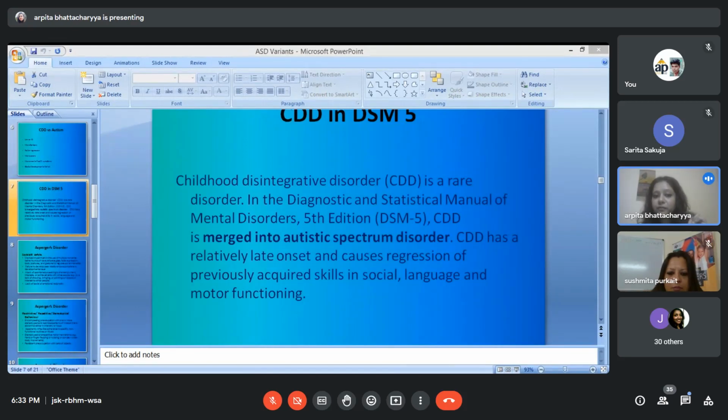Now, as I said, in DSM-4, that umbrella was there. Now coming to DSM-5, right now it is merged in the fifth edition. CDD is merged into autism spectrum disorder. CDD has a relatively late onset and causes regression, as I said. So in DSM-5, we don't have a separate diagnosis for CDD. I'm repeating, in DSM-4, we had a separate diagnosis for CDD under the umbrella of ASD. In DSM-5, there is no separate diagnosis for CDD. No child will now be diagnosed with CDD. That has been merged with autism spectrum disorder, so no separate diagnosis exists right now. That's a major change.